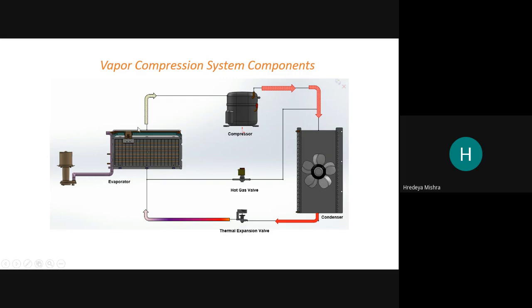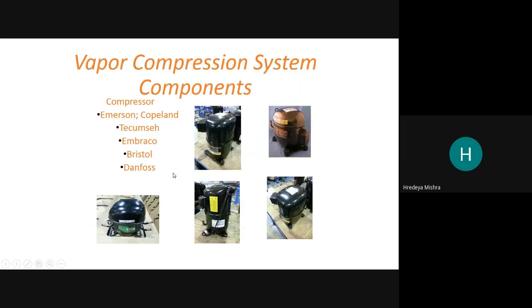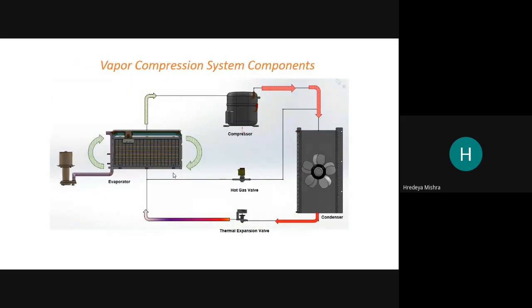Then it comes to the evaporator. In the evaporator, this liquid refrigerant converts again to vapor, and this vapor goes to the compressor, which increases the pressure and decreases the volume. After that, this is recycled. All of these recycle to each other. Okay.